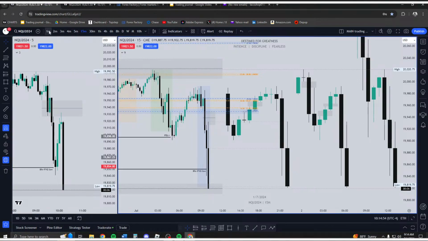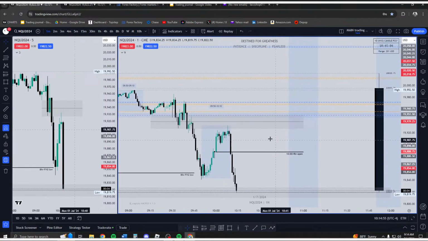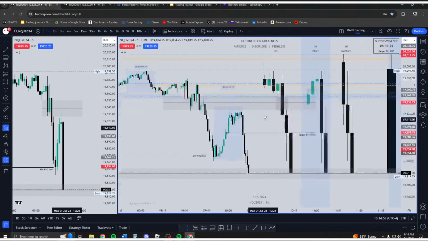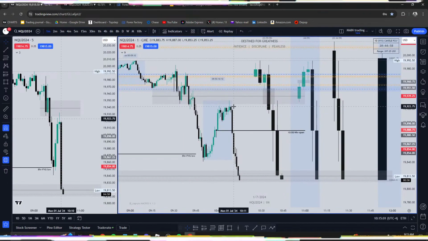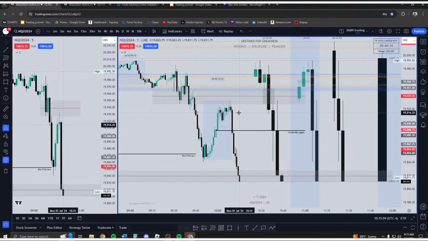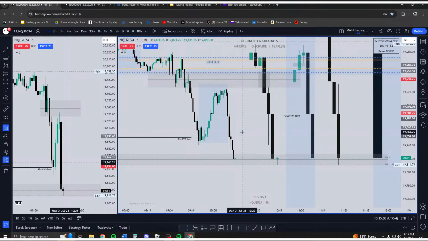Alright, so like I said, if we were going to continue lower, we would have had to respect that 15-minute FVG. And from the looks of it, we respected that 15-minute FVG pretty nicely.